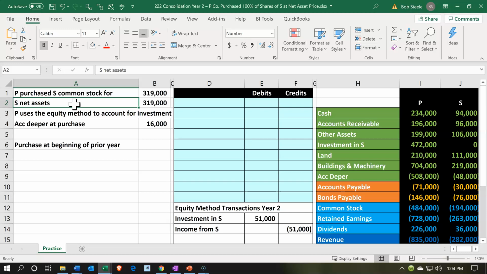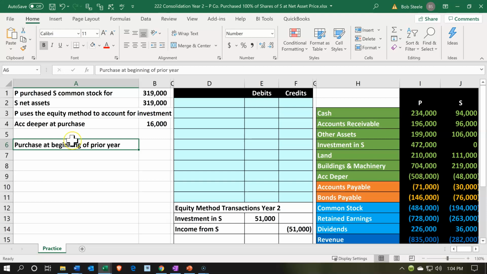When did the purchase take place? Not this year, but the beginning of last year. So the January of last year it took place. So we had all of year 1, then all of year 2. We're now in the end of December of year 2, where we're now going to be consolidating for the second year of operations between the two companies, P and S companies.